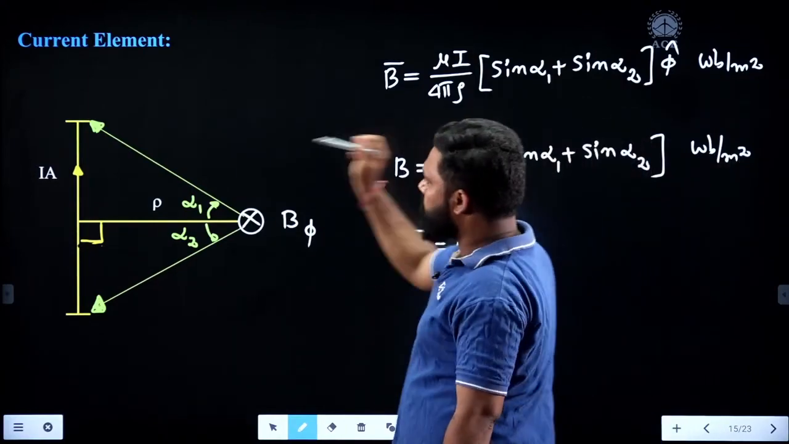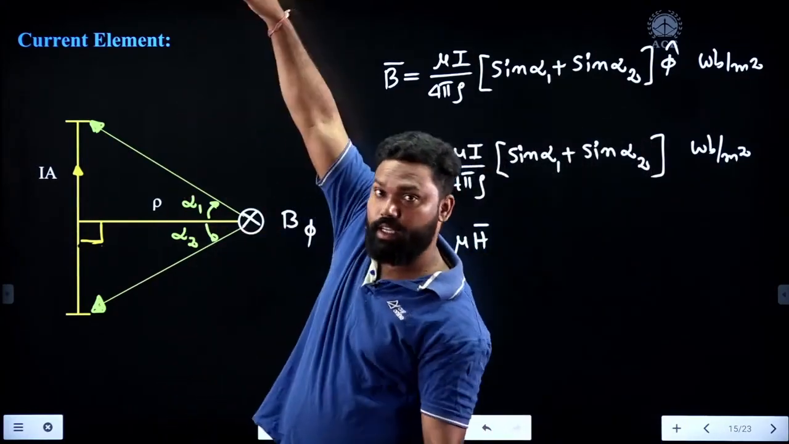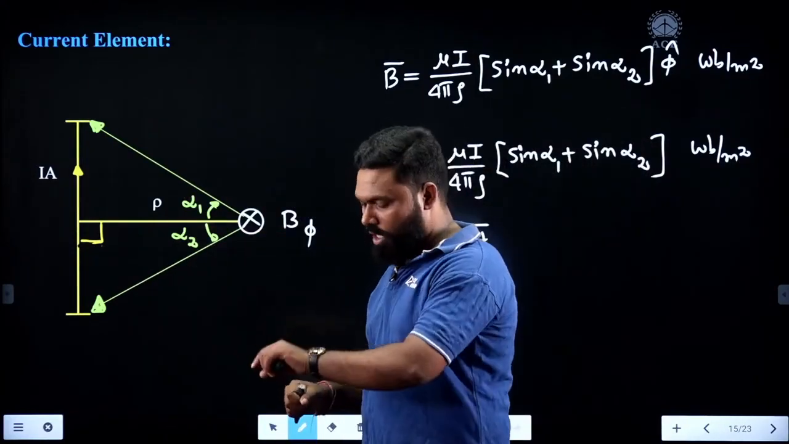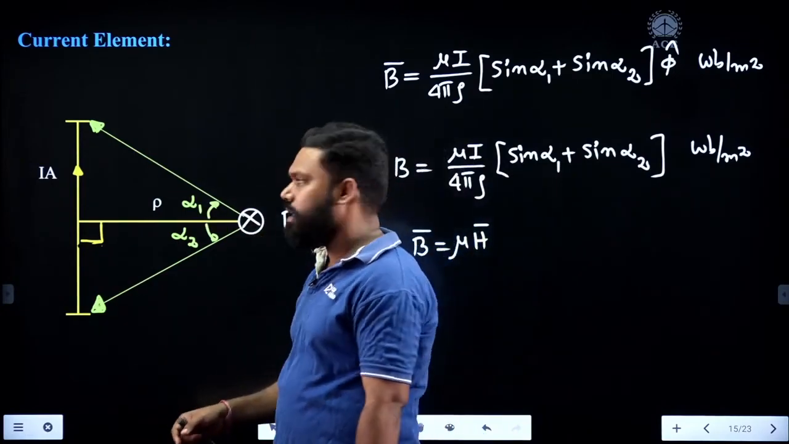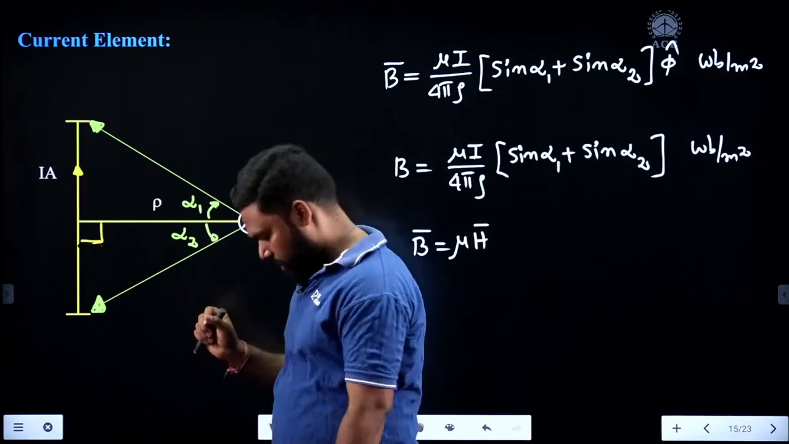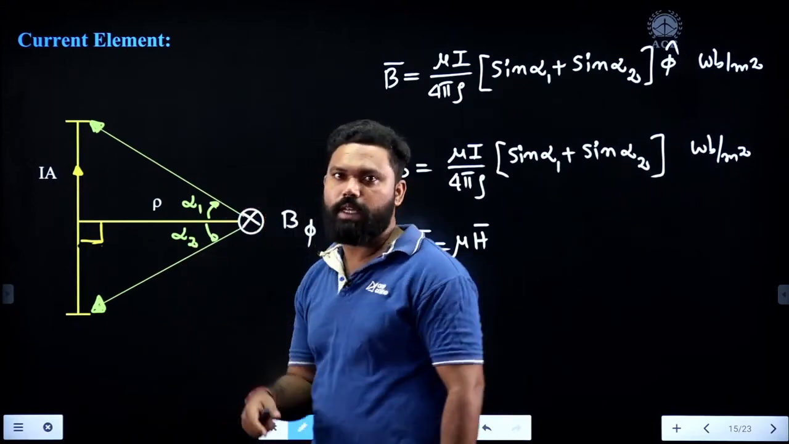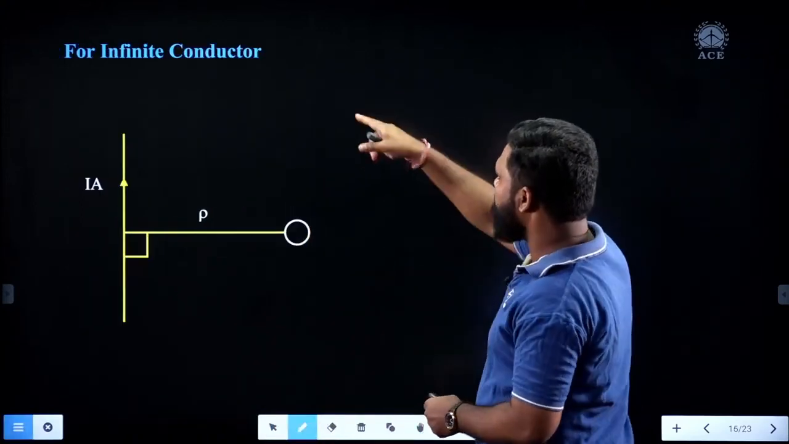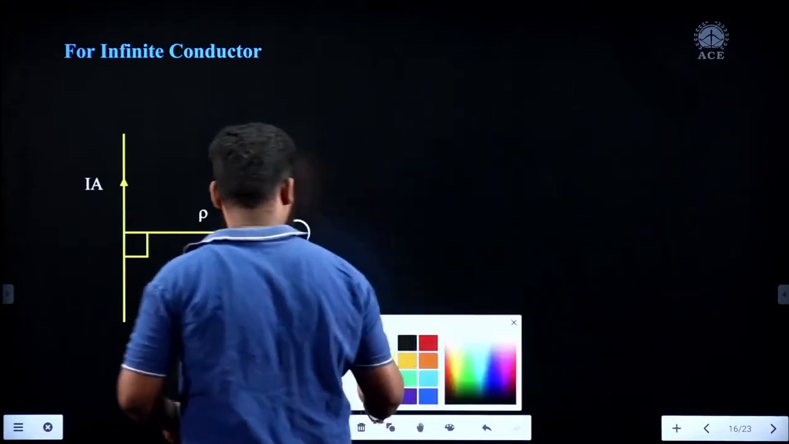Now I want to modify this formula for the infinite length current carrying conductor. What happens for the infinite length current carrying conductor? You have to see like this. This angle will become 90 degrees, and this angle also will become 90 degrees. So for the infinite conductor, what can you do?